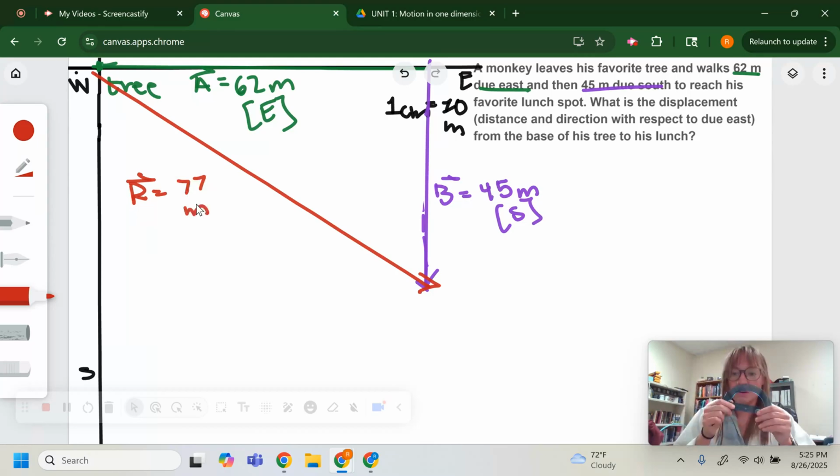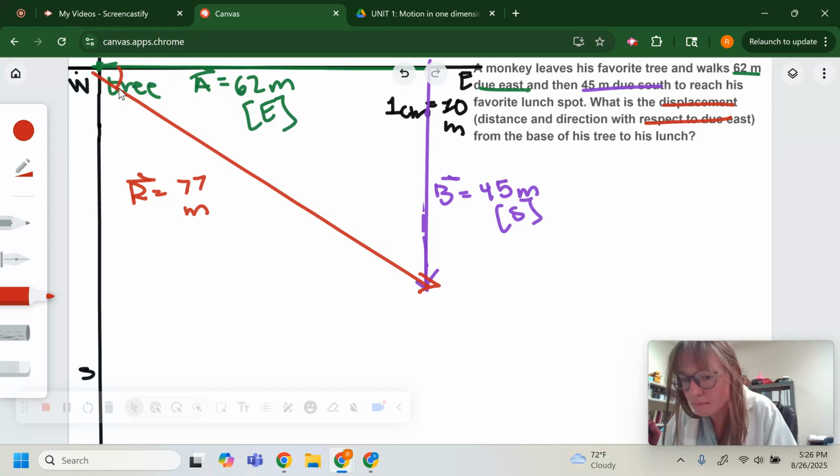But I am not yet done, because now I have to figure out the angle, and to figure out the angle, I'm going to use my little protractor here. Notice it says we're looking for the displacement with respect to due east. So I'm going to start at east and then make my angle. With respect to due east means I start at the east axis and I'm carving out this angle right here. So I'm going to put my protractor right along the x-axis here, put my little dot at the origin, then measure from the east axis down to right here.